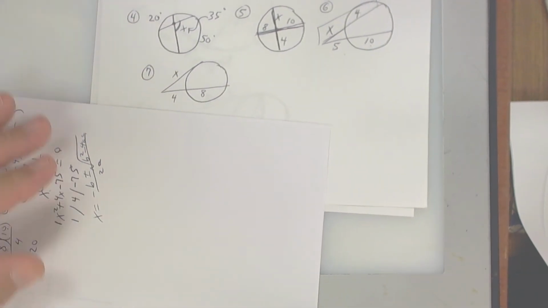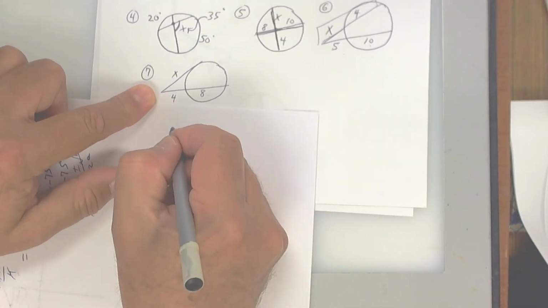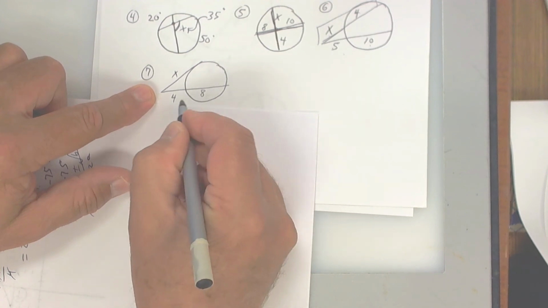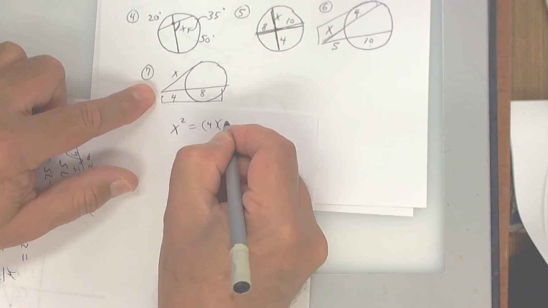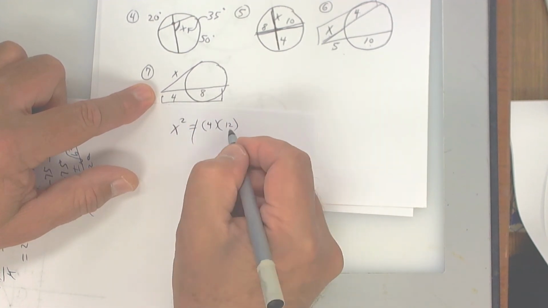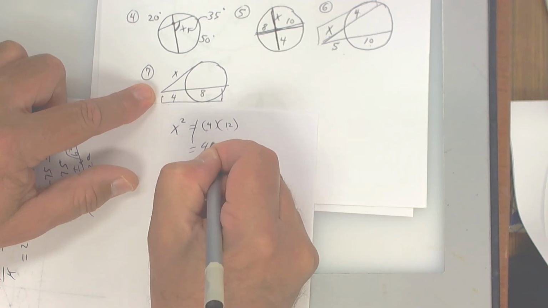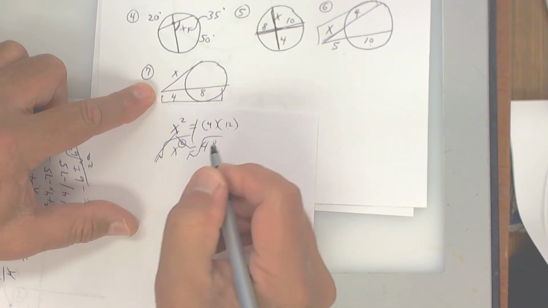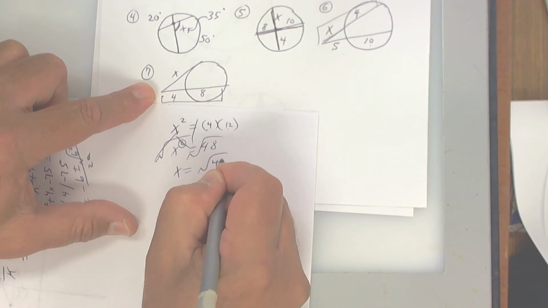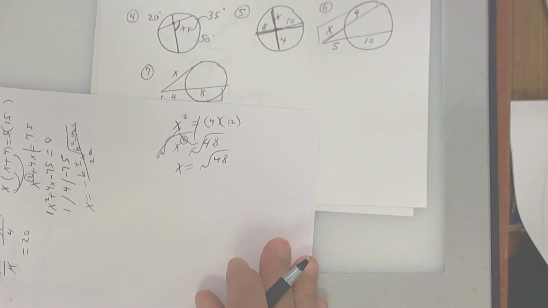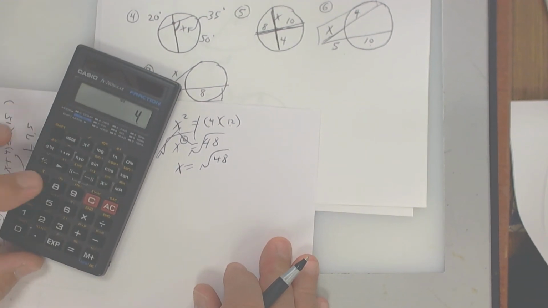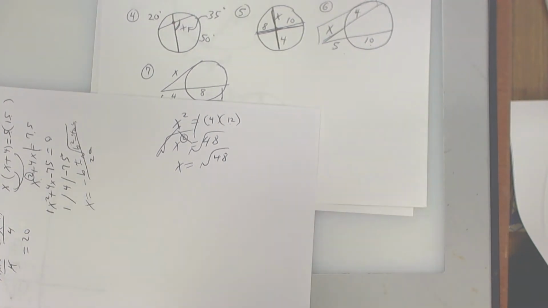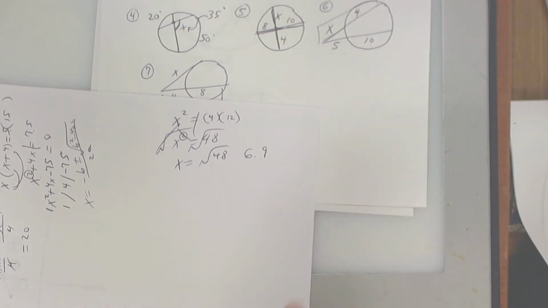This one right here is the tangent squared. So tangent squared is equal to the outside times the whole thing, here is 12. Okay, so you're going to get 4 times 12 is 48, and then you're going to get rid of the square by doing the square root. You don't have to use the quadratic on this one. So you get the square root of 48. This one's easier. So 48 shift square root, and you get 6.9. And those are the 7 formulas you need to know.